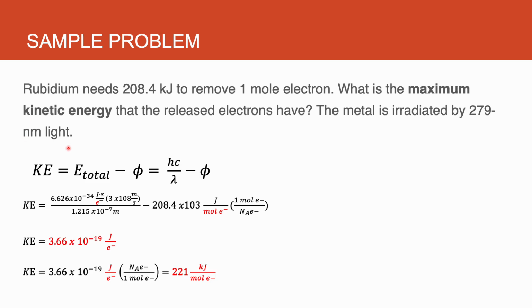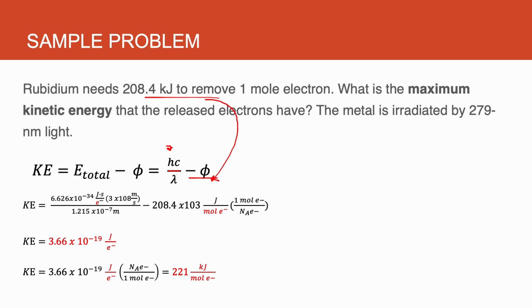So this is how you answer your rubidium problem. What is the maximum kinetic energy that was released during this irradiation? You equate your photoelectric equation in favor of your kinetic energy, because kinetic energy, or the maximum kinetic energy, is what we are looking for. You replace your E total with this equation right here, your Planck's constant times your speed of light over your wavelength, minus your work function. Your work function is actually mentioned in the problem.